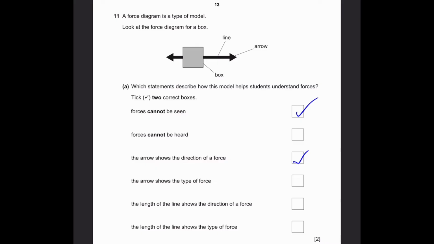Now, the length of the line shows the type of the force. This is wrong. We cannot know what the type of the force is by the diagram unless there are specific things given. For example, if there is a boat floating on water, it's probably buoyant force or buoyancy. That's because that's the only force that can apply to floating on water. Well, that's specific. This one is just a general one. We don't know which force is being applied. That's the answer.